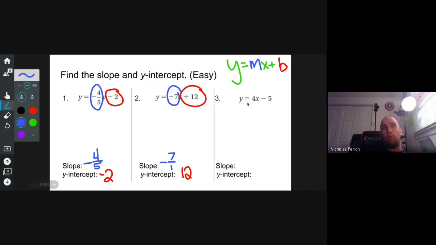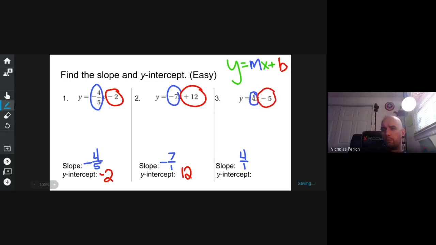Is y all by itself for problem 3? Yup. So the number in front of x is the slope, which is positive 4, or for the slope, I want to put 4 over 1 because I'm thinking rise over run. And the number floating around all by itself is the y-intercept.